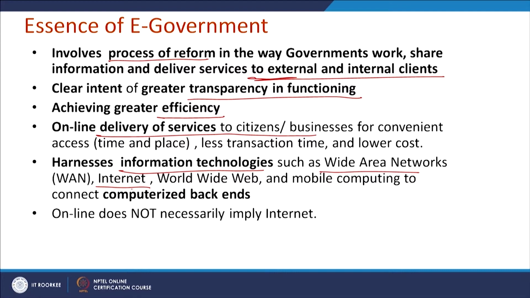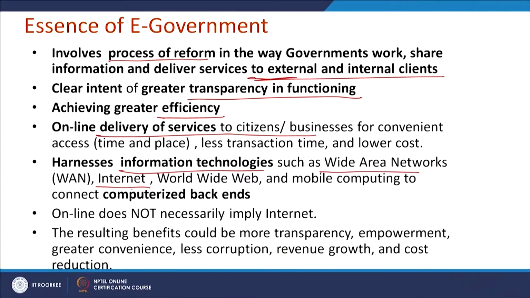Online does not necessarily imply internet, there are other modes, it can be offline also, but the interface will be based on IT. For example, when you physically submit some documents or a form to the municipality or a bank, it may not be online, but they sometimes process it through a computerized system. That system may not be online every time, but it is different from the manual system, and it reduces error. This kind of advantage results in benefits towards transparency, empowerment, greater convenience, and less corruption.